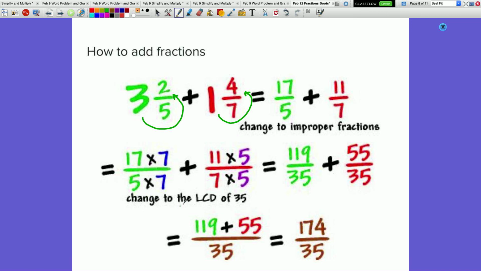Then they changed to the LCD. LCD stands for least common denominator of 35. So I can turn a 5 and a 7 into 35 by just multiplication. What I do is the 5 times the 7 and a 7 times a 5. Whatever I do to the bottom, I must do to the top, though. So that's why this becomes 119 over 35 plus 55 over 35. Once those bottoms match, you can see they added the tops, and we get our final answer here, and they just left it as an improper fraction, and that's okay.